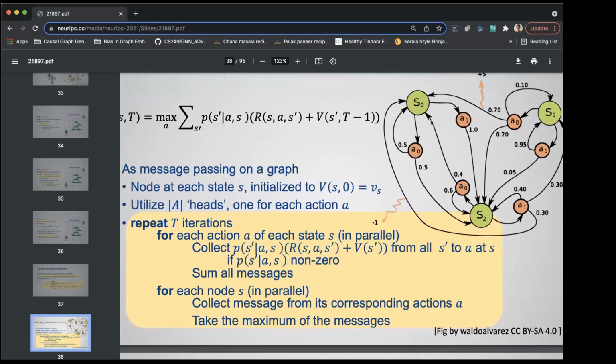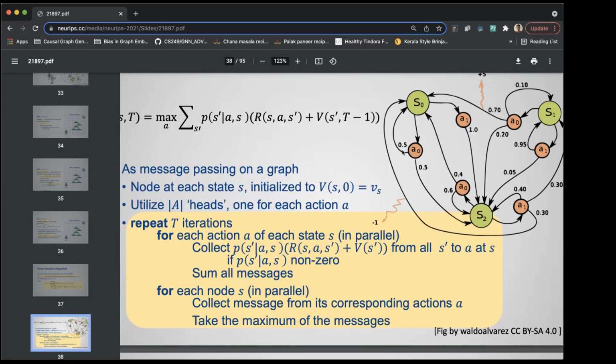I'm going to repeat what I just said. We're going to look at each action of each state S. So we have S0, we have A0 and A1 corresponding to this S0. So we're going to look at 0.5 times the reward of this path here, plus the value S2, plus 0.5 times the reward of taking this path here. So from S0 back to S0, plus the value from S0. This is one message. From S0 back to S0 and S2 to S0. So we're summing up all these messages for possible next states.